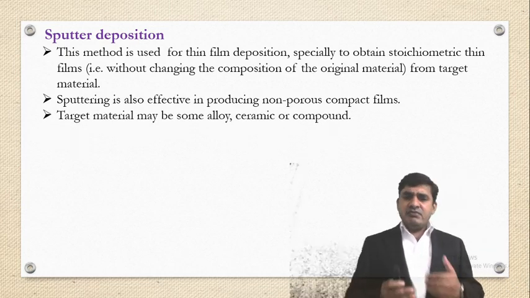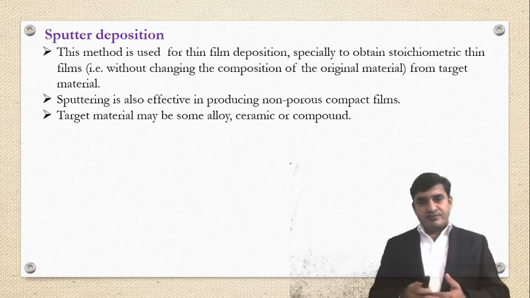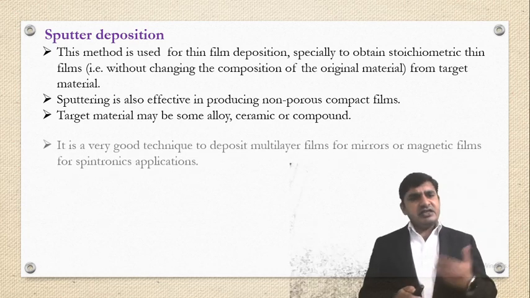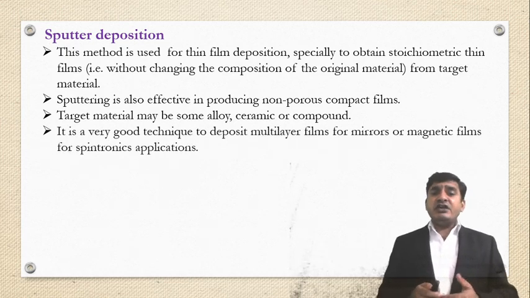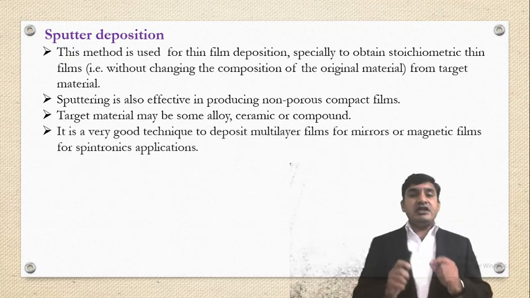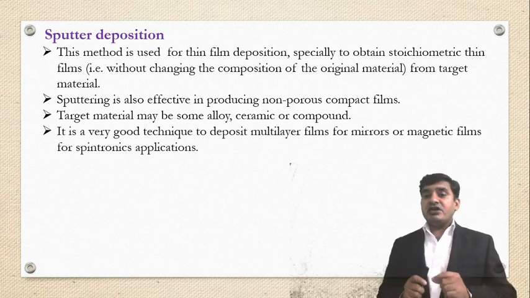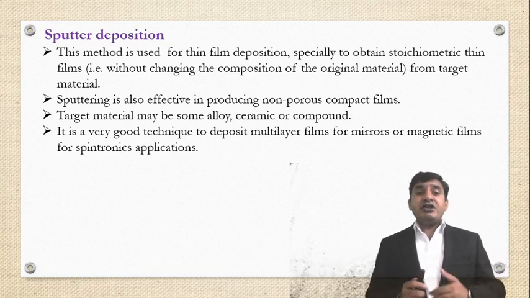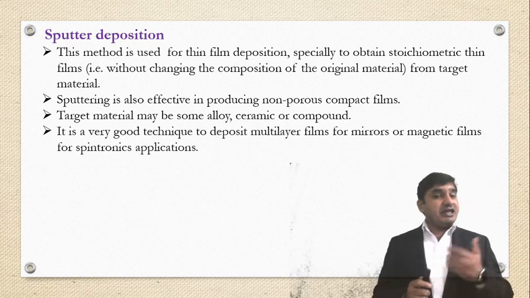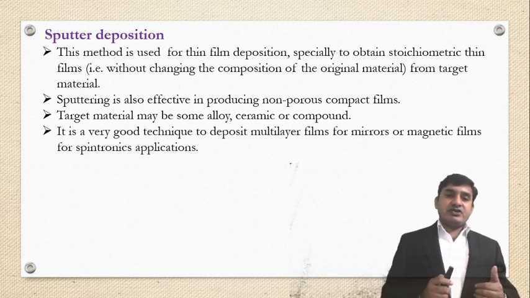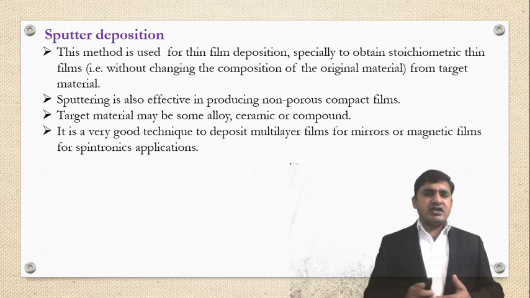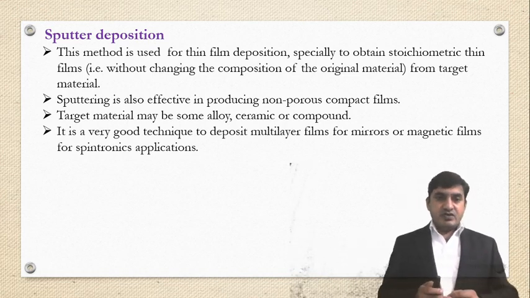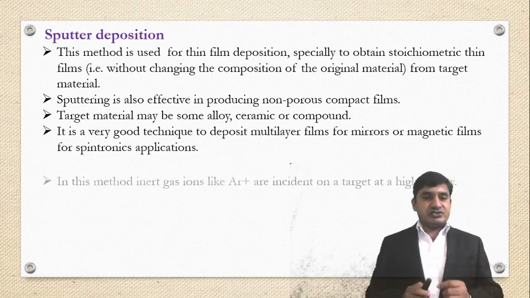The target material may be some alloy, a ceramic, or a compound. It is a very good technique to deposit multi-layer films for mirrors, or magnetic films for spintronics applications. Spintronics means spin electronics, where we can consider the intrinsic spin and extrinsic spin of electrons.